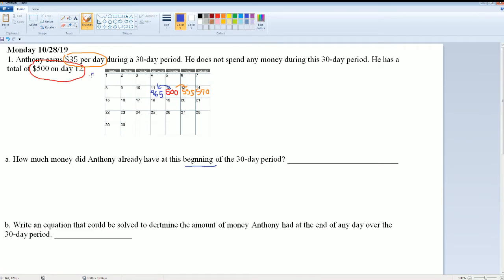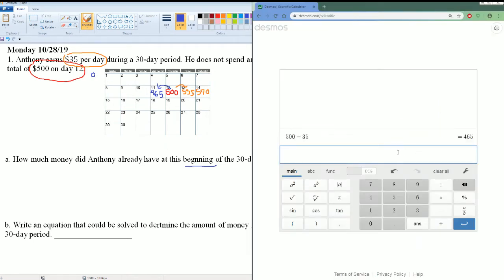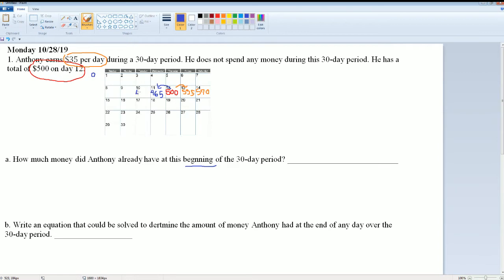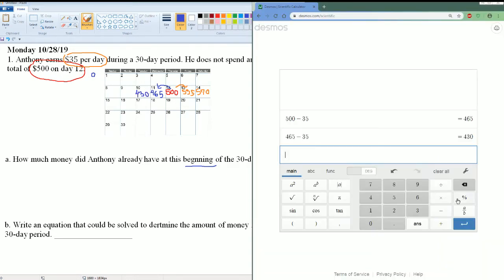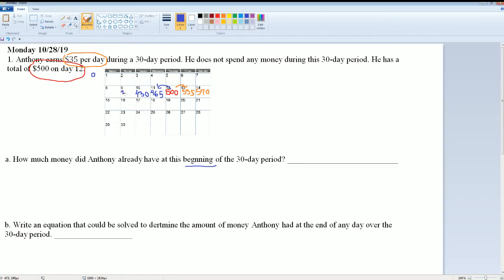The beginning is probably going to be the first day. No, actually, let's look at the 0 day. Because 1 would be the first day, 0 would be technically the beginning. So we have to extend this all the way back. Right, 465 subtract 35, that's 430. Okay, this is very tedious, but you have to do it. And then 430 subtract 35, 395.